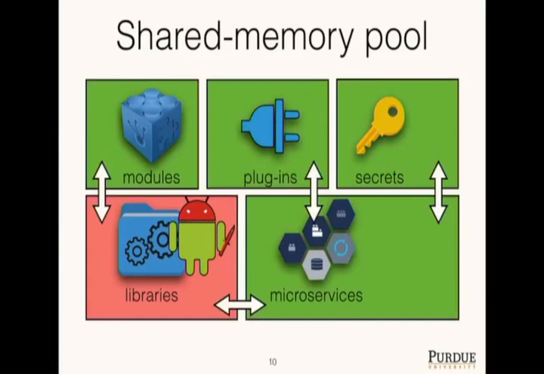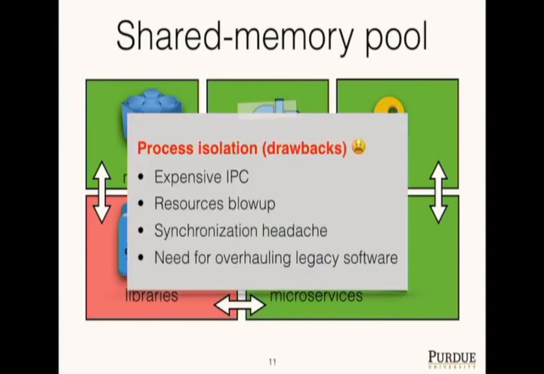One could use processes to isolate the software components, but process isolation has its own drawbacks. For example, non-trivial IPC increases the code complexity, and sometimes even the performance overhead is observable. Also, there's a lot of resource duplication at the system level, and cross-process synchronization can also be a headache for programmers. And most importantly, it is extremely difficult to overhaul programs with a large code base to use process isolation.